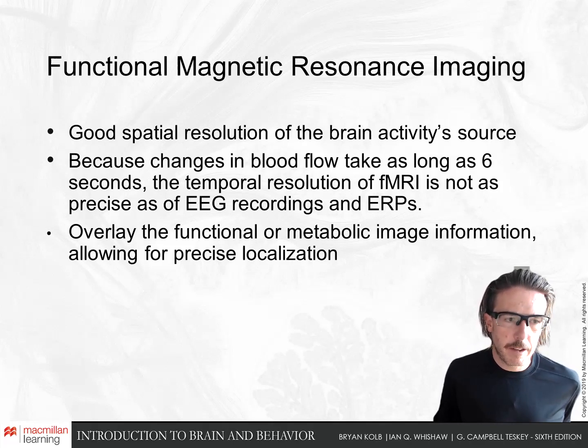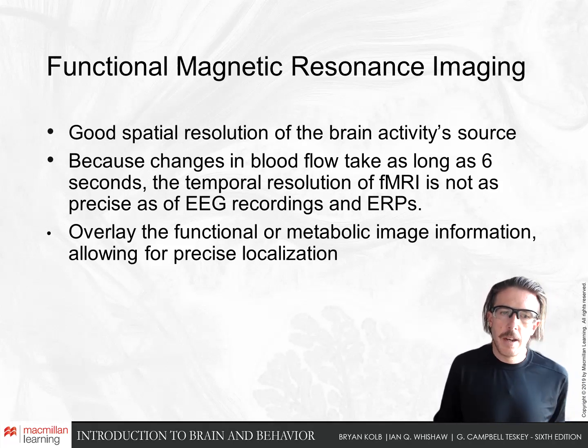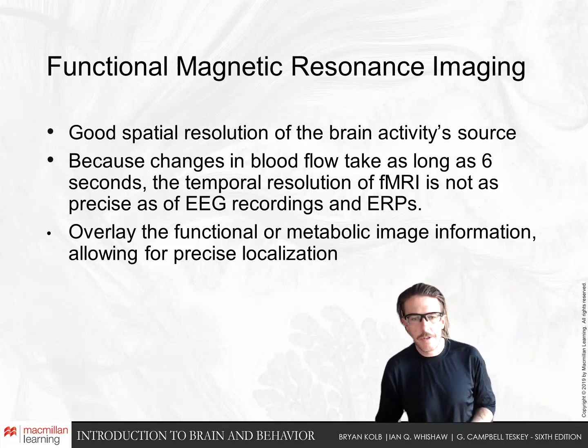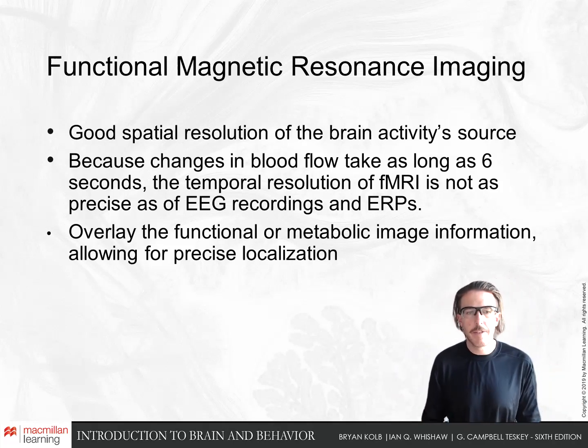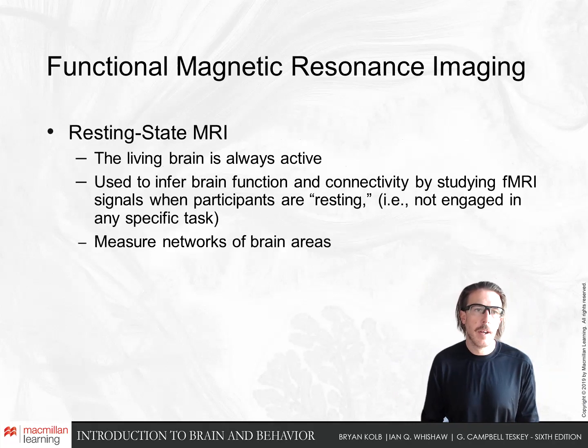But fMRI does allow us to overlay functional information onto the anatomical information, so we can identify precisely which regions of the brain had increased blood flow.